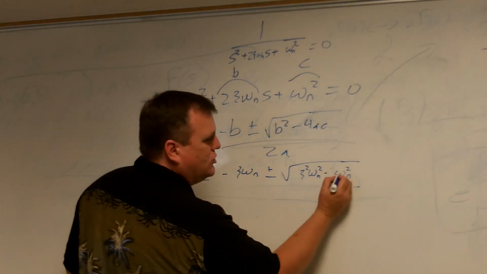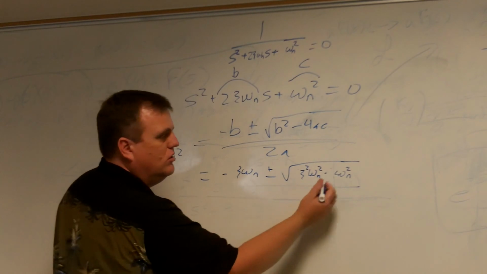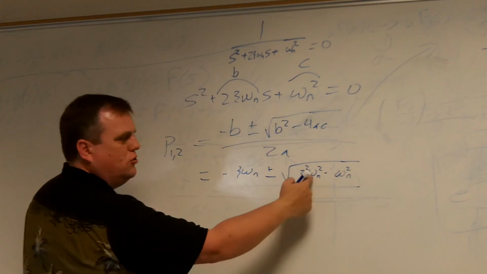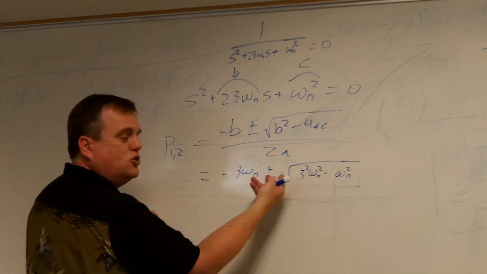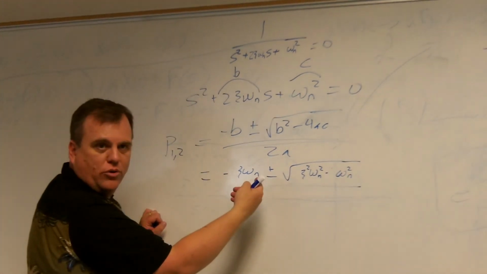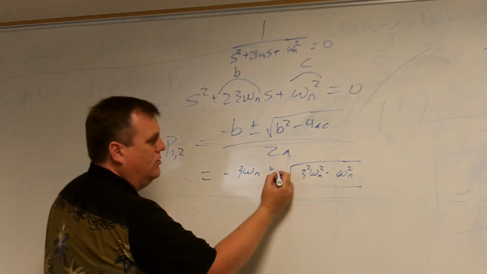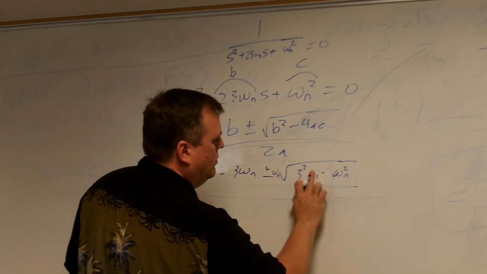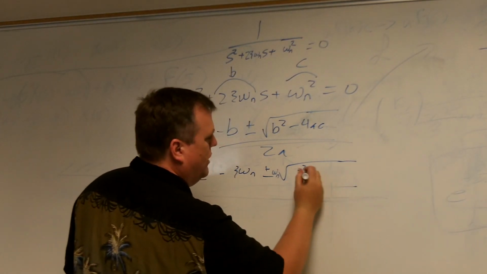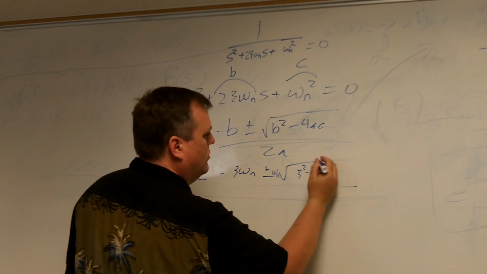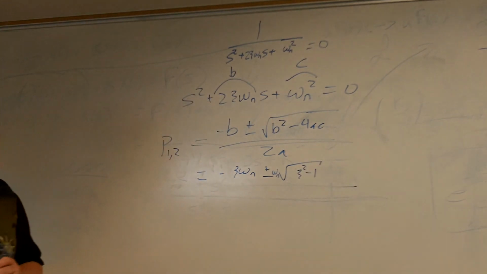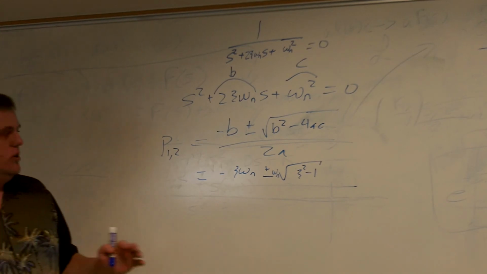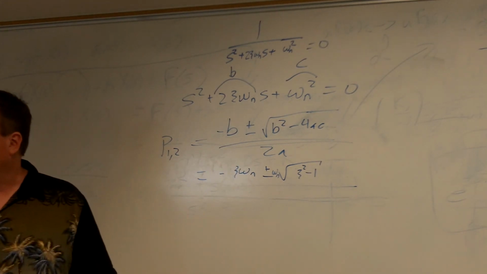I've got an omega n squared on both of these terms. I can pull the omega n squared out, and when it goes through the square root, I get an omega n. So I get this little zeta squared minus 1. Make sense? Okay.